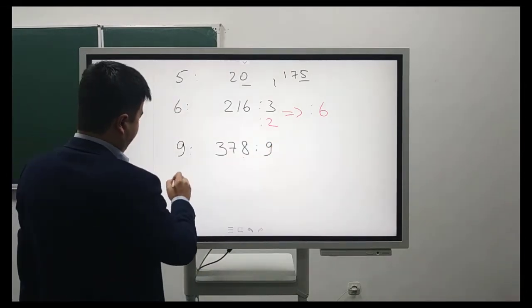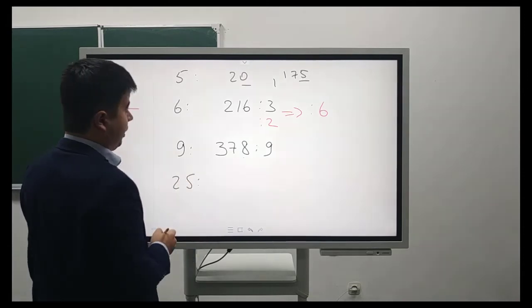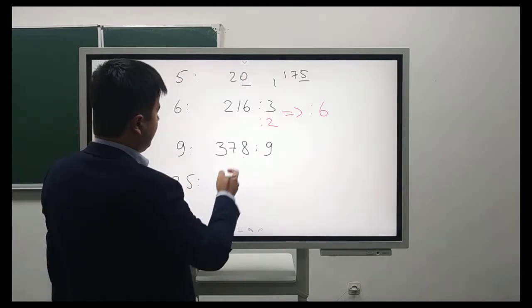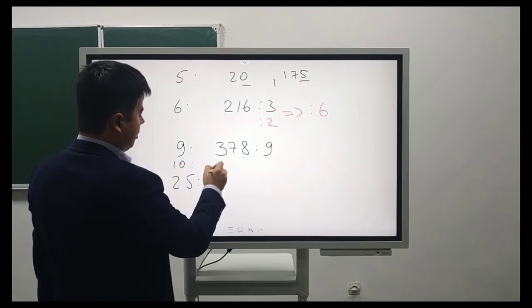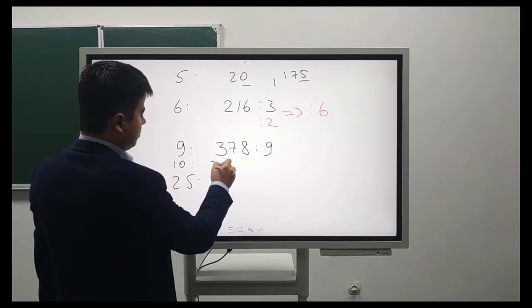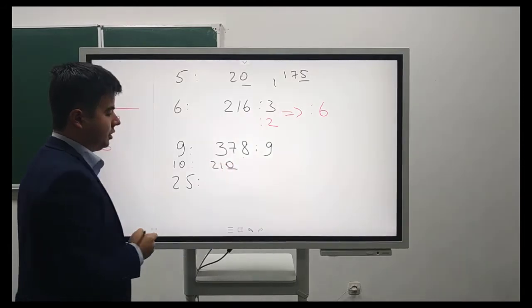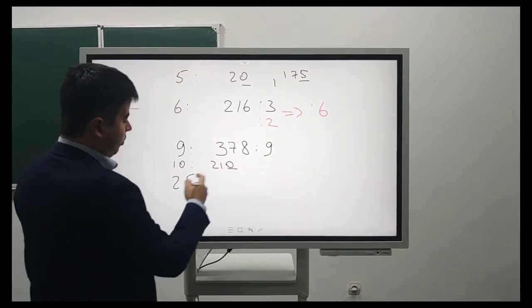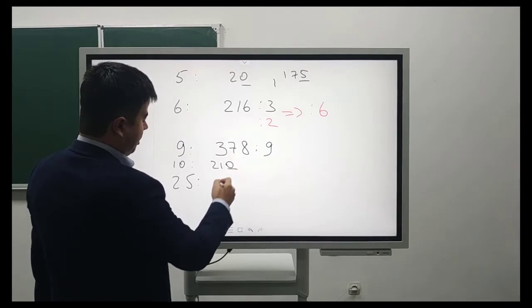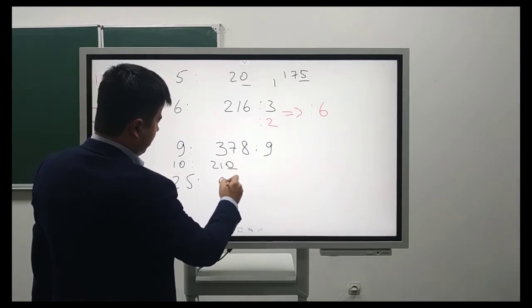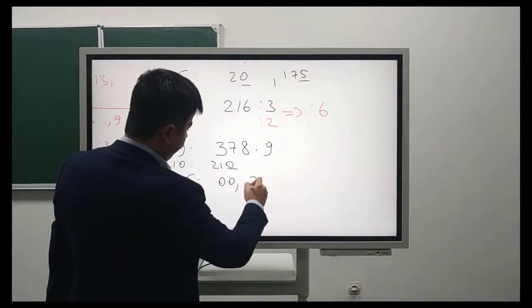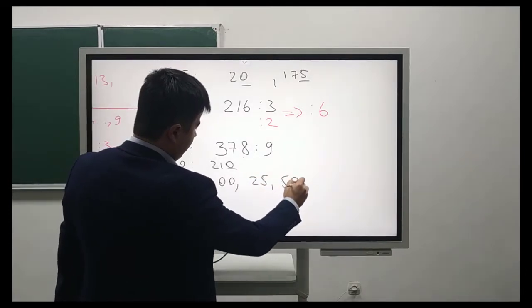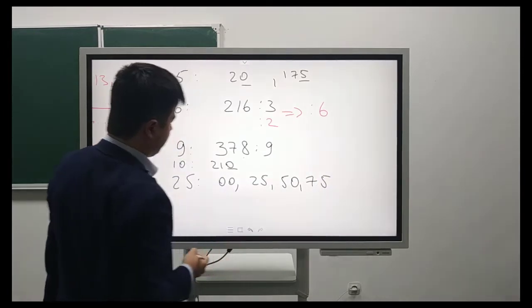And we have 10 and 25, also. If a number ends with 0, it's very easy, this is divisible by 10. And 25: when the number ends with 00, and 25, 50, and 75, they are divisible by 25.